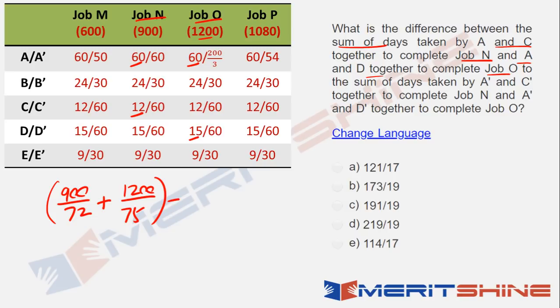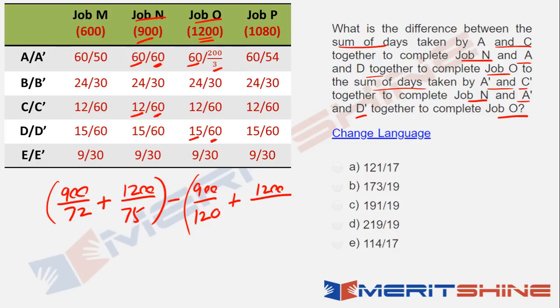So this sum first. This is the first thing. And then it's saying the difference. And from which one do we take the difference? If you sum the days taken by A' and C' to complete job N, A' and C', so 60 plus 60, that's 120. And job N is 900 upon 120, right? And the last one is A' and D' to complete job O, 1200, and this is A' and D'. So this much plus this, so 200 by 3 plus 60. And the job is 1200. So this is equal to how much?